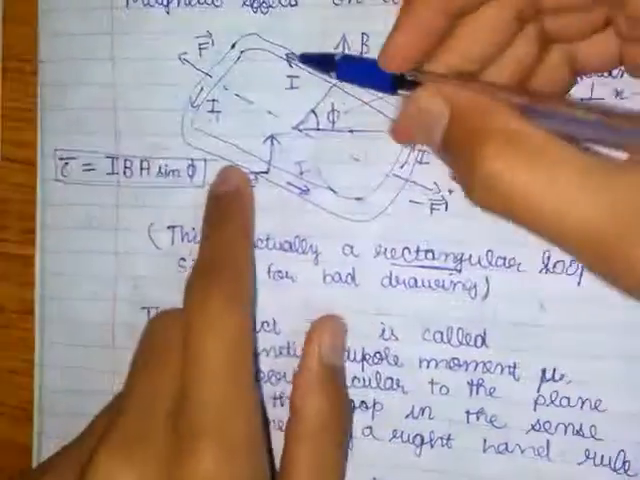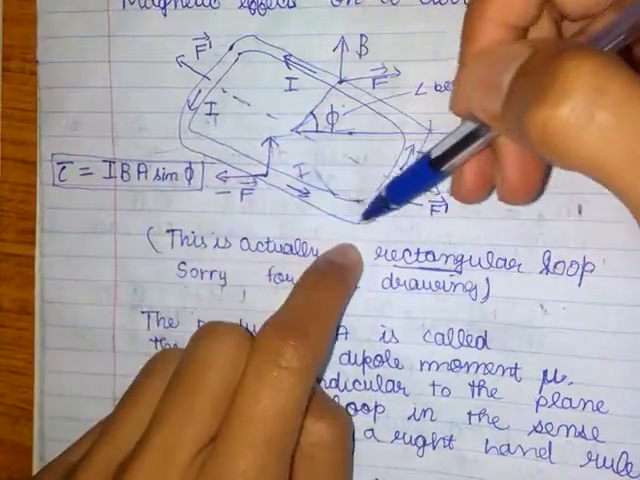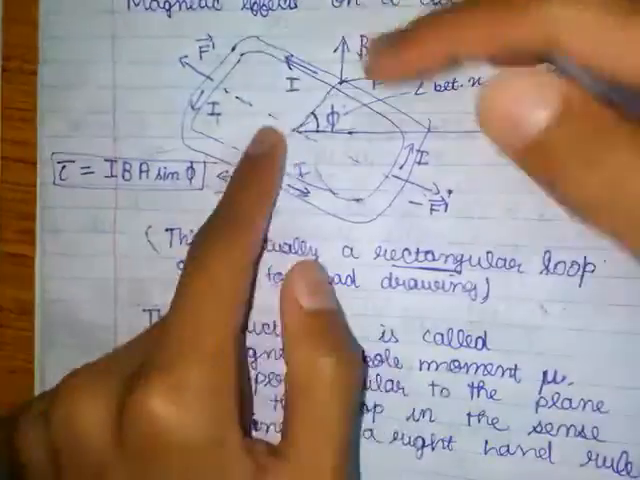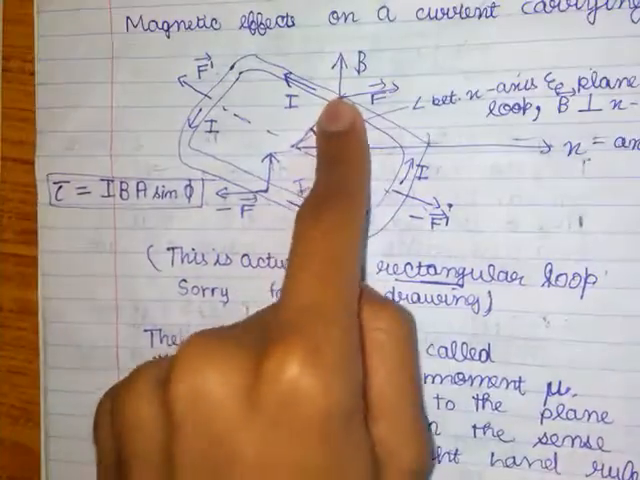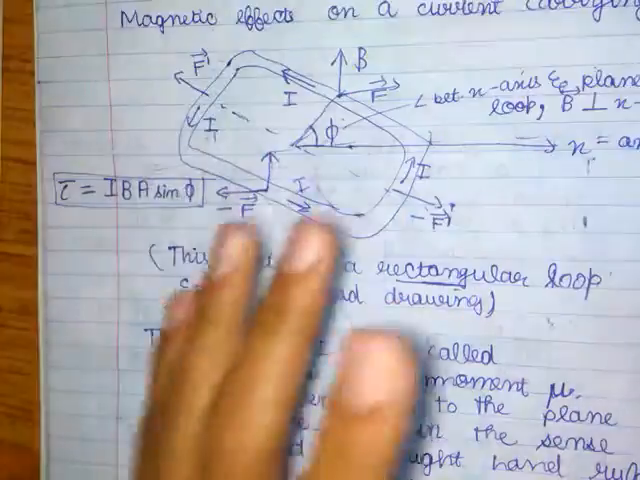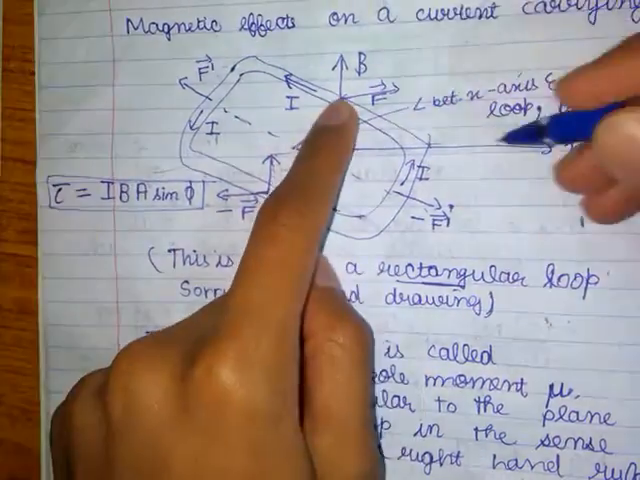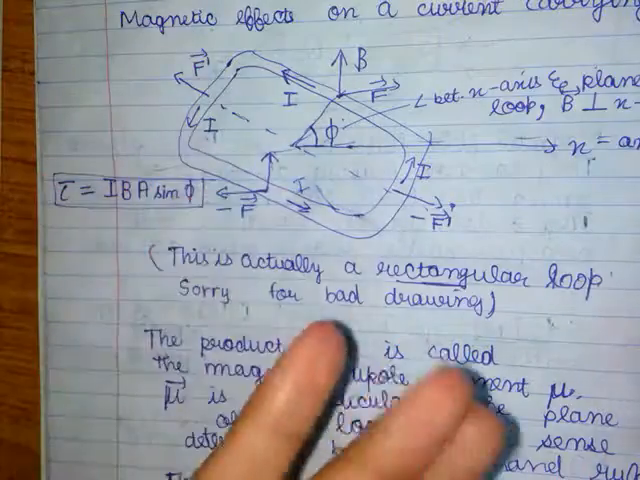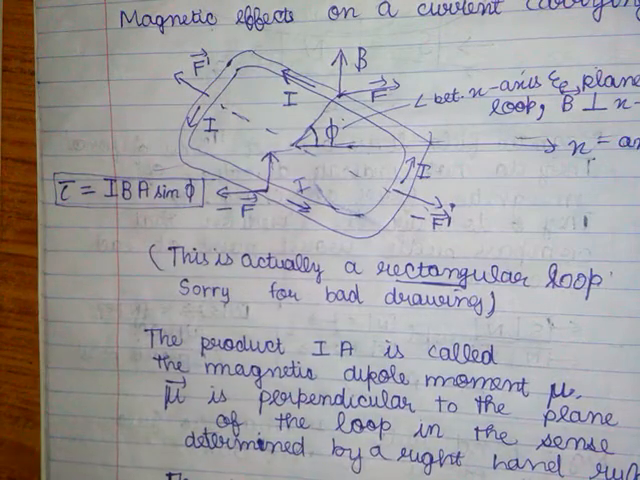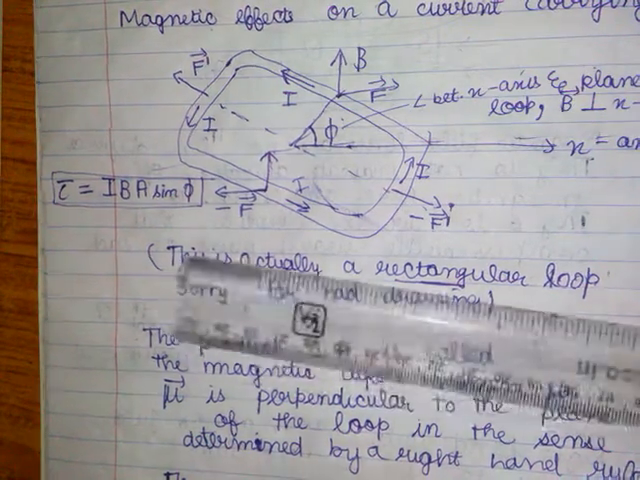Okay, so this is a rectangular loop, though it doesn't look like one, but let's assume it is. And the field over here is everywhere in the upward direction. Let me make it clear, let me clarify.